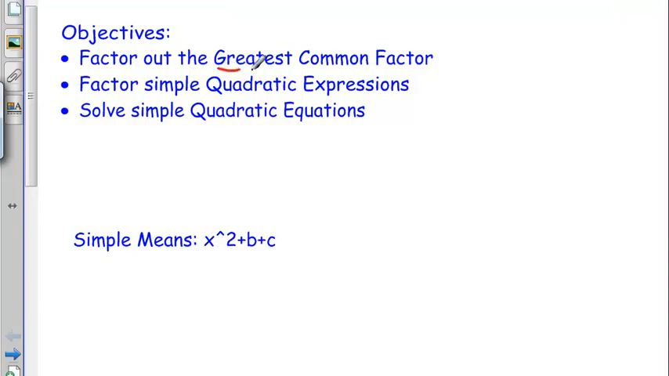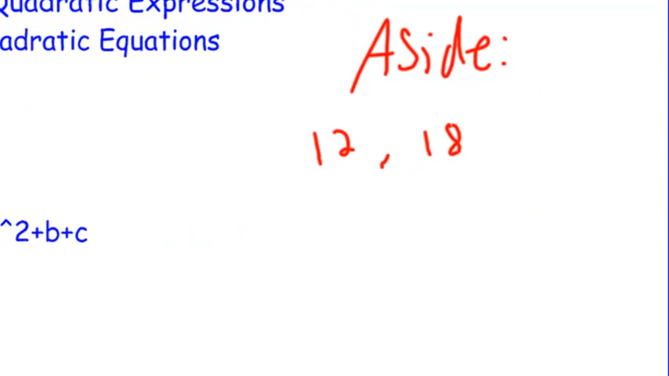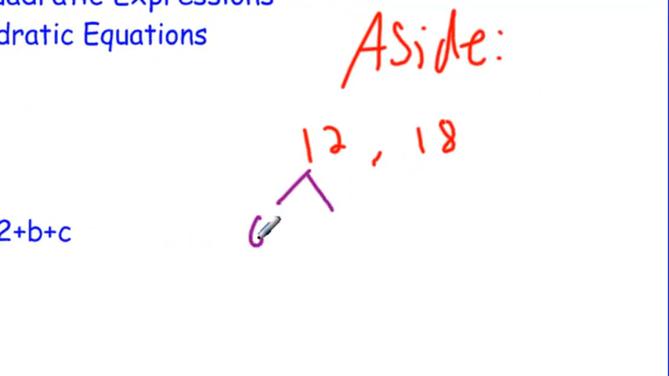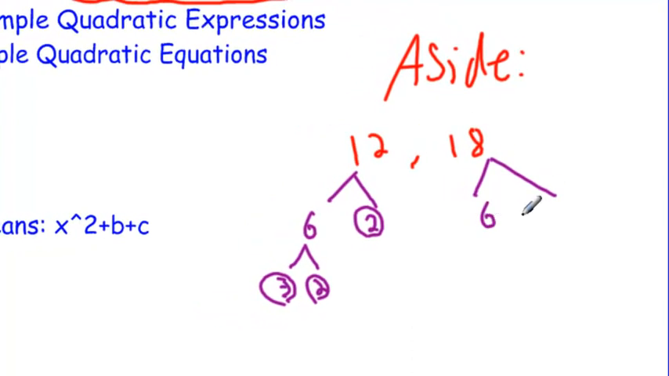You might remember greatest common factor, just real quickly talking about this. I call this an aside anytime I go off on a tangent, but sometimes it's a good tangent. If I was like, hey, find the greatest common factor between 12 and 18, well, you would probably do this. This is how you were taught to do it. 6 times 2, circle the 2 because it's prime. 3 times 2, circle the 2 and circle the 3 because it's prime. And then you would do this one as well. You'd say, okay, well, 6 times 3, circle the 3 because it's prime. And then that's going to be 3 times 2, circle them because they're prime.